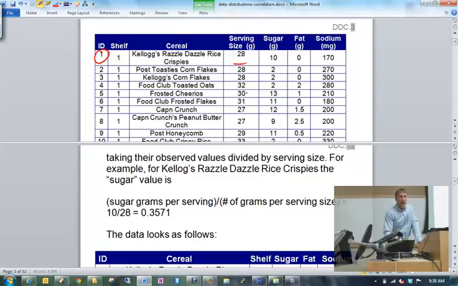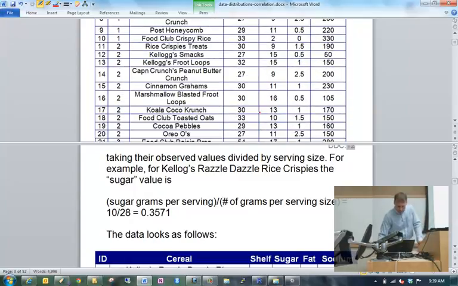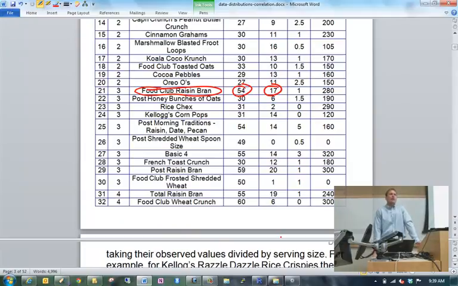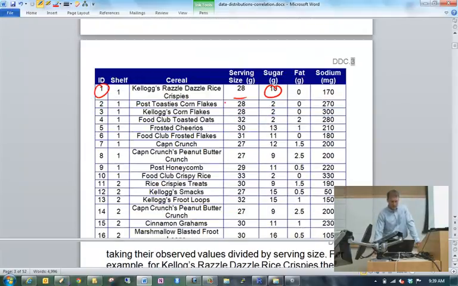For example, observation number 1 has a serving size of 28 grams. This comes from the side of the package that shows what the serving size is, and there's 10 grams of sugar. Let's go down to Food Club Raisin Bran, observation 21. It has a serving size of 54 grams, and 17 grams of that is sugar. Does that mean Food Club Raisin Bran has a lot more sugar in it than Kellogg's Razzle Dazzle Rice Krispies? No. You have to take into account the serving size.